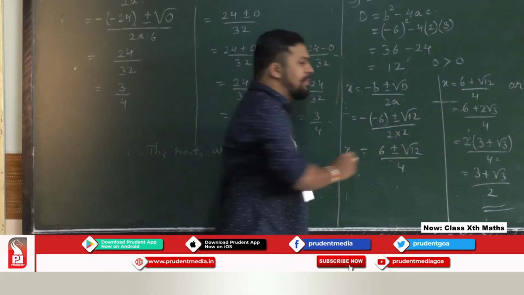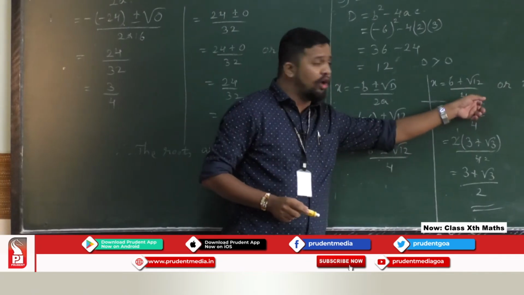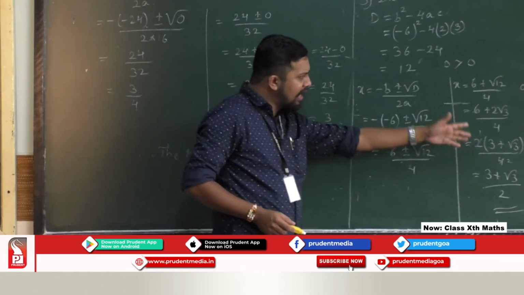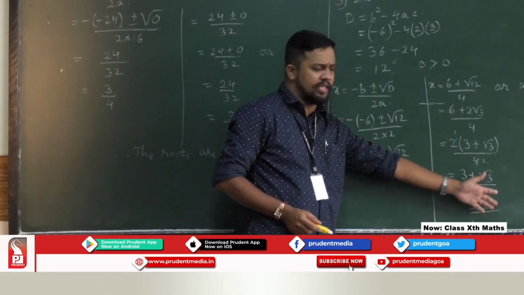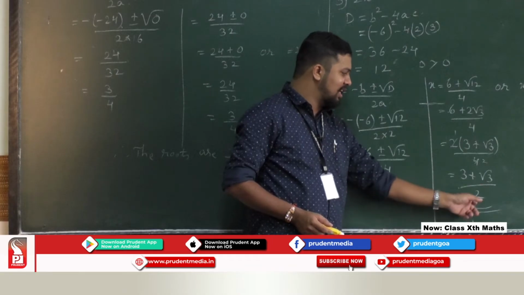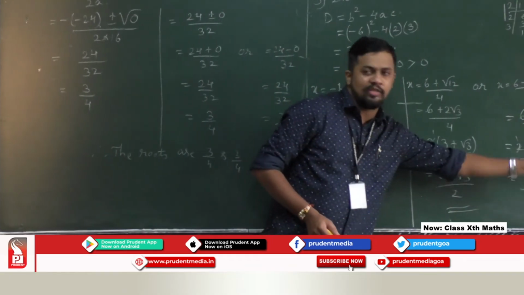But since we can simplify more, because sometimes we do not get a common factor to find out, so we have to stop there only. Sometimes we get a common factor, find it out if necessary. But don't forget to write the last statement. Therefore, the roots are (3 plus root 3) by 2 and (3 minus root 3) by 2.